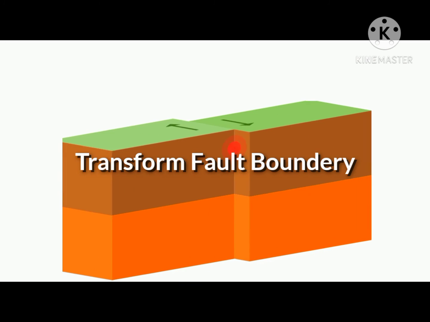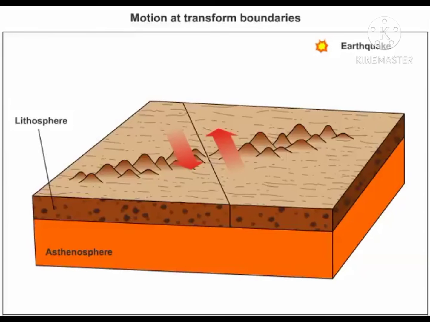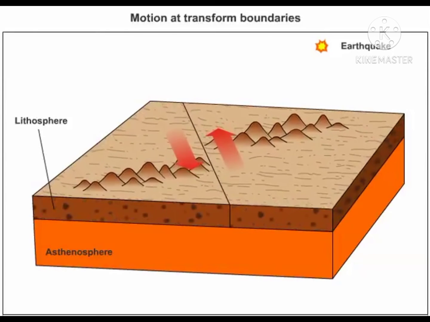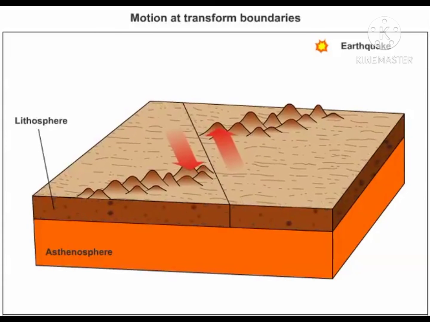The third type of plate boundary is the transform fault boundary. These are the boundaries where plates slide past one another. Take a look at this animation. You'll notice that the lithosphere floating on top of the asthenosphere is being driven by a convection current, which is causing them to slide laterally past each other.